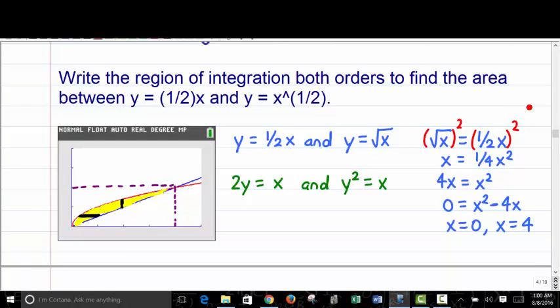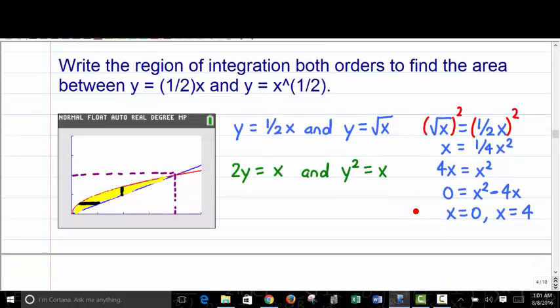Write the region of integration in both orders to find the area between y equals 1/2 x and y equals the square root of x. I guess you could use some sort of calculator function to get this, but it never hurts to do a little math every once in a while. To get the values of x where they intersect, I set these two equations equal and solved them. You probably would have figured this out without doing this, but 0 and 4 are the values here for x. And then obviously it would be 0 to 2 for y, because you'd have the square root of 4 right there.